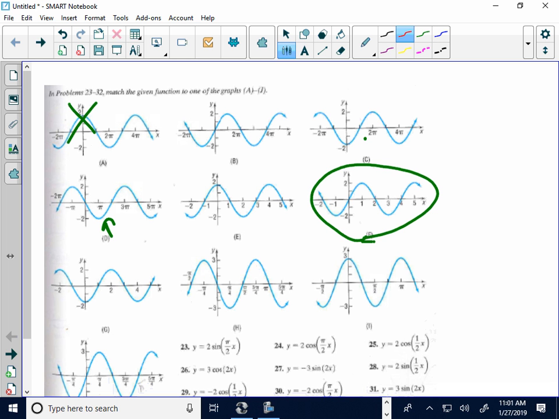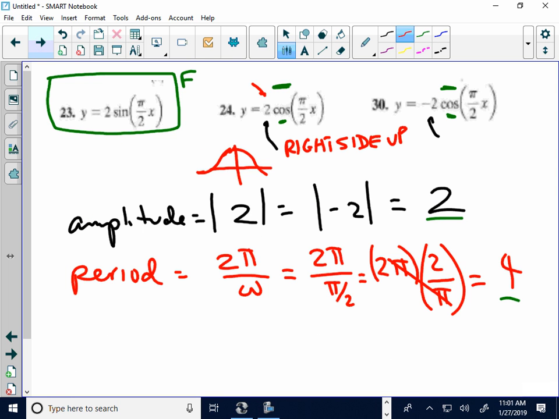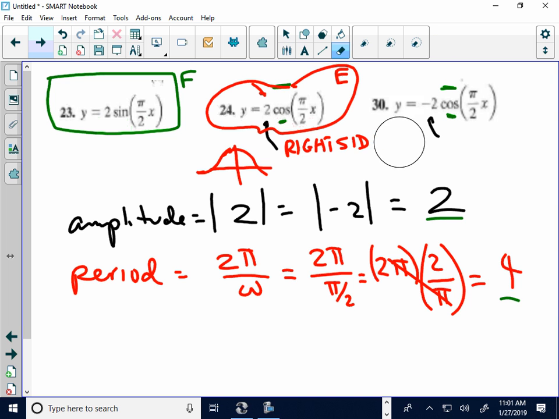Right side up cosine. That's not cosine. This is a cosine, but here the period is 4 pi again. We want 4, so that's out of the picture. This is an upside down cosine, we don't need that. That's a sine. This is a right side up cosine, and sure enough, the period is 4. So that would be E. Choice E for problem number 24: right side up cosine, amplitude 2, period 4.